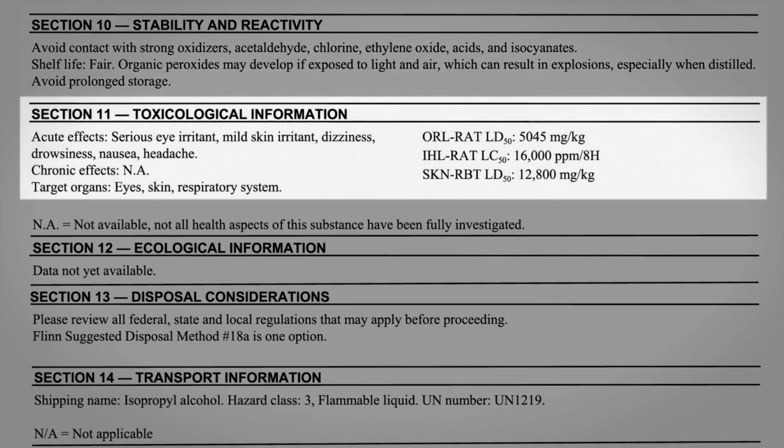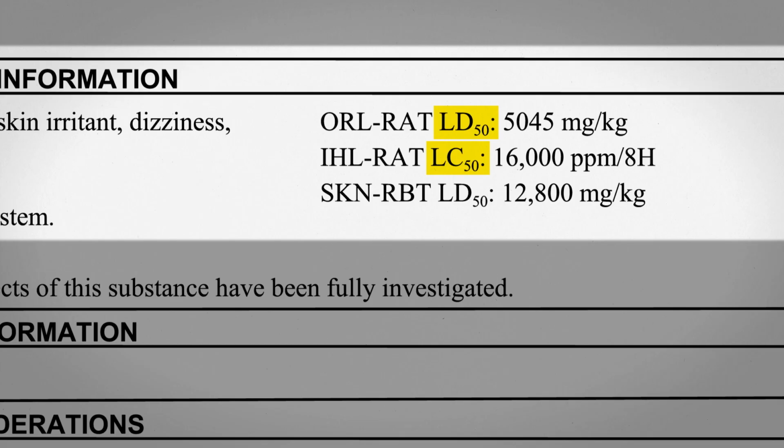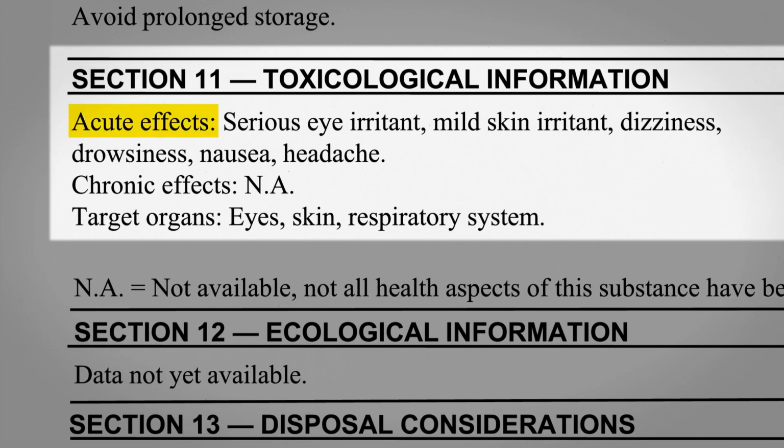Section 11 provides reference information concerning the toxicology of a chemical, how it can hurt you. You'll see a lot of abbreviations here, such as LD50 and LC50. The exact details are beyond the scope of a high school chemistry class, but the main thing to know is that the toxicity of a chemical is divided into acute or short-term effects versus chronic or long-term effects. For isopropyl alcohol, the hazards are mainly due to short-term exposure. This reinforces what we learned in Section 2, that isopropyl alcohol can irritate skin and eyes and may make you drowsy if you breathe it.